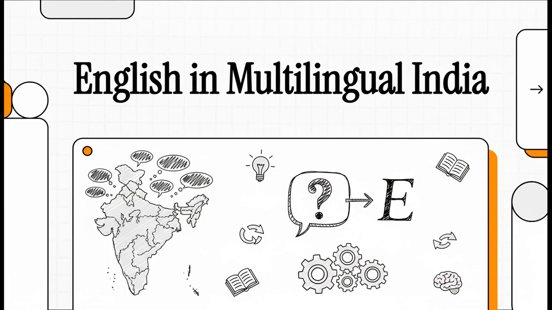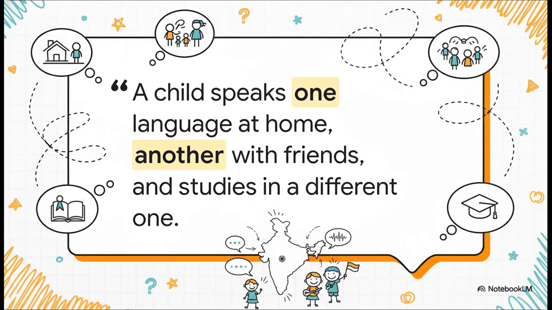Let's get into it. To really get a handle on this, just try to imagine this for a second. A child in India might be speaking one language at home with their family, a totally different one with their friends out in the playground, and then, get this, they go to school and learn in a completely different language. It's this daily linguistic juggling act. It's truly remarkable, but you can see how complex it is for teachers.